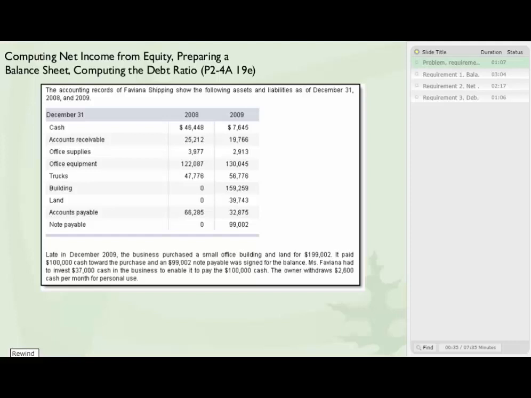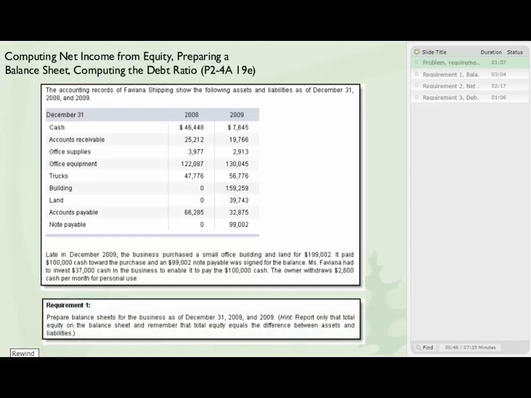Miss Viviana had to invest $37,000 cash in the business to enable it to pay the $100,000 cash. The owner withdraws $2,600 cash per month for personal use. Requirement 1 asks us to prepare balance sheets for the business as of December 31st, 2008 and 2009, and they give us a hint. Report only the total equity on the balance sheet, and remember that total equity equals the difference between assets and liabilities.